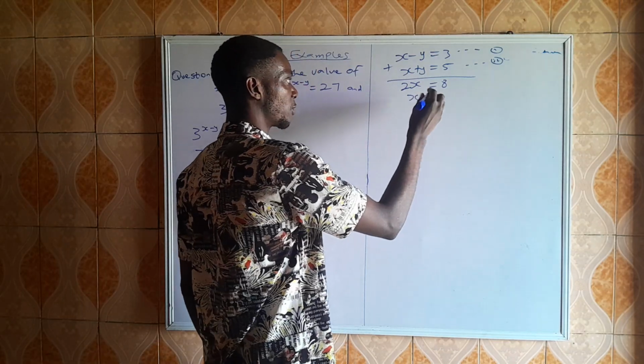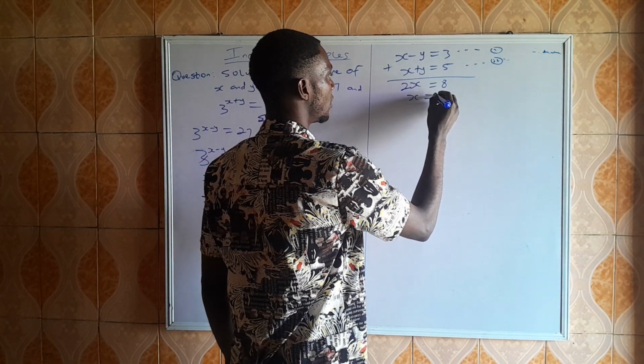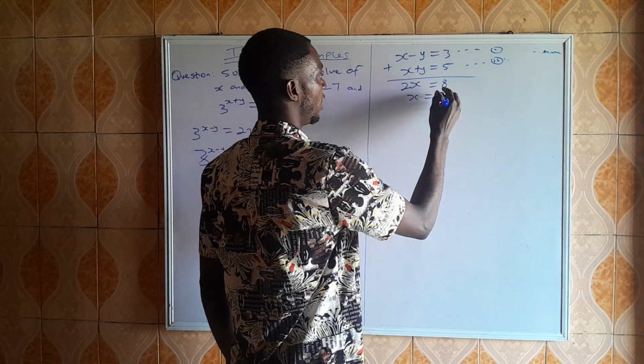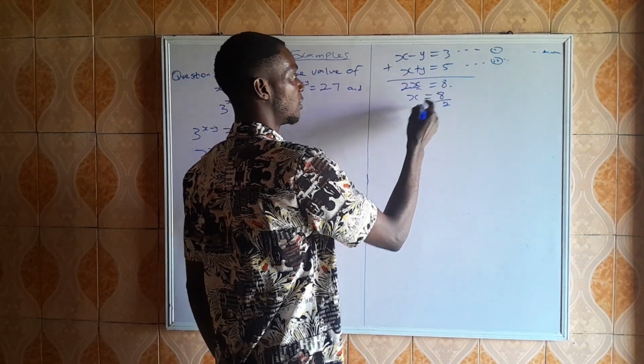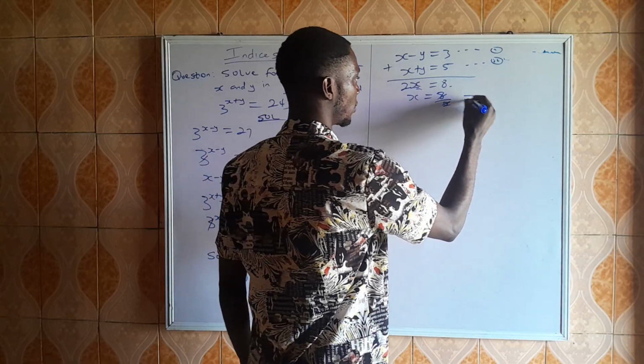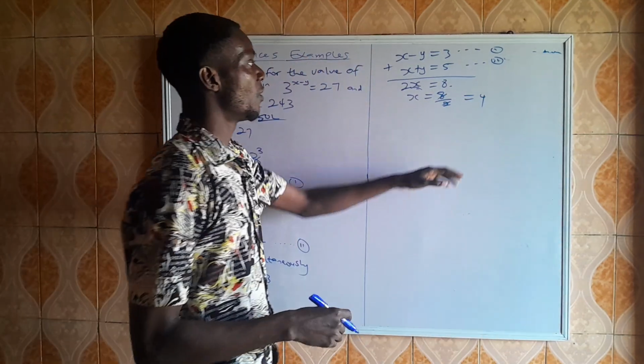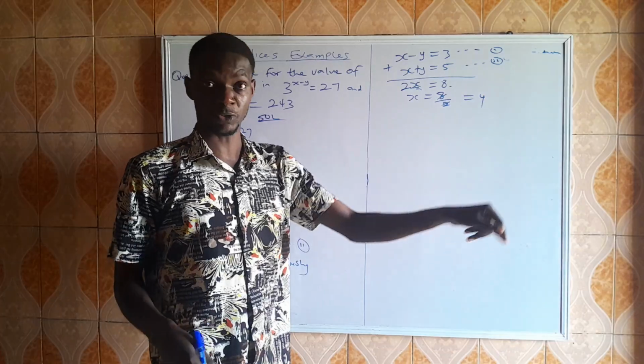So from there, your s becomes 8 divided by 2. That is, divide both sides by 2. So 8 divided by 2, s becomes 4. Now you have got the value of s, which is 4.